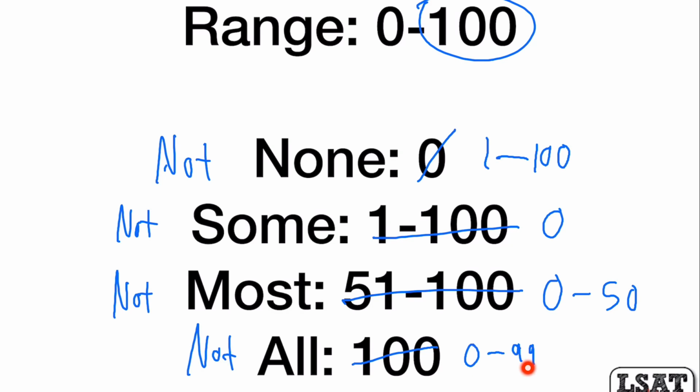You really have to think in terms of range, and think, like, when you say not all, it could be 99. It could be the biggest thing. But that's all you have to do to negate numbers. You just think, what is it in terms of a range, and then not that.